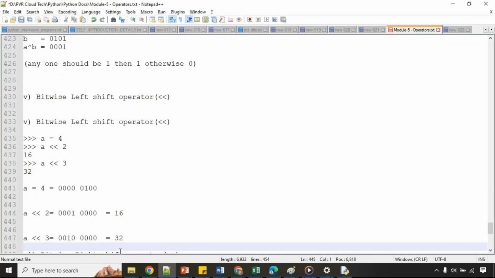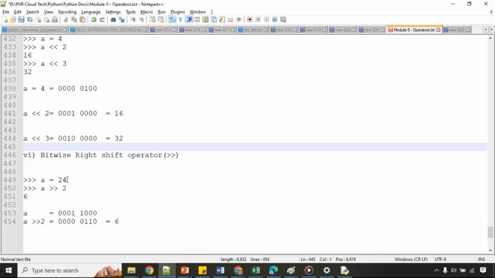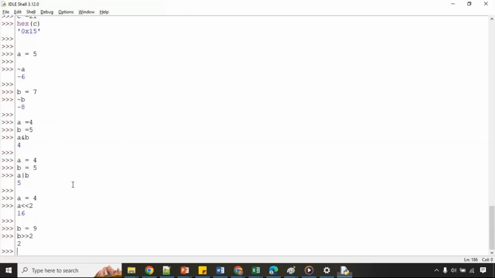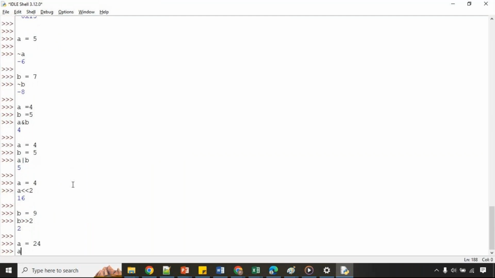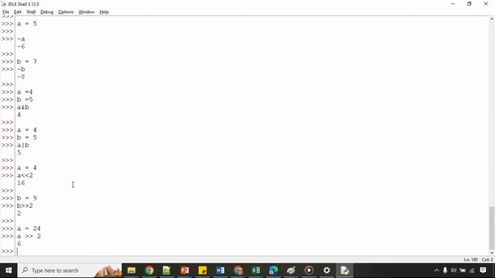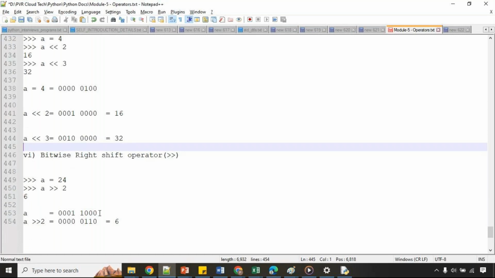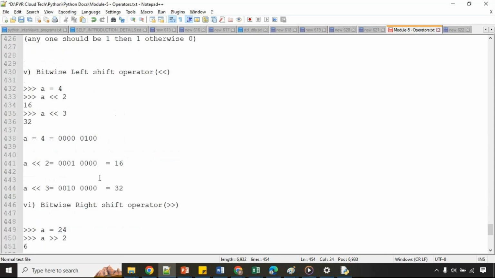So here you can see right shift moves to the right side. A right shift 2 on 24. It is going to move to the right side. So this is the normal 24. As we are moving right side, this one moves 2 positions to the right. This one is moving 2 positions right side. Okay, these are the bitwise operators, guys.